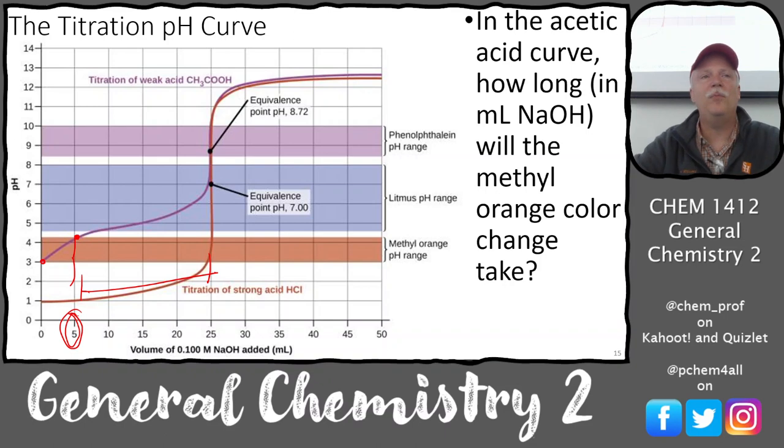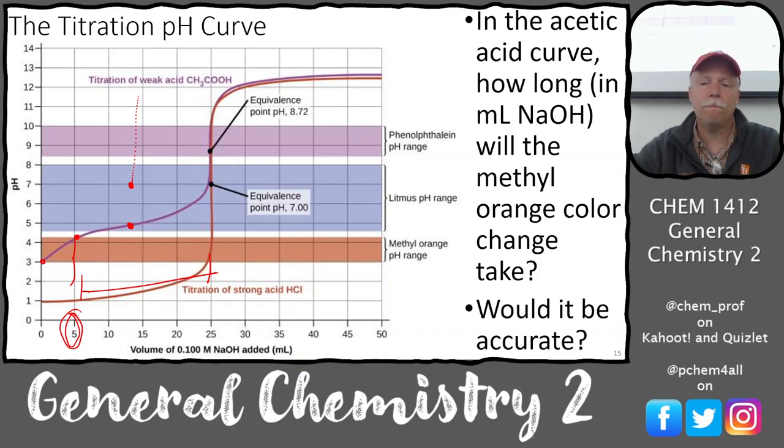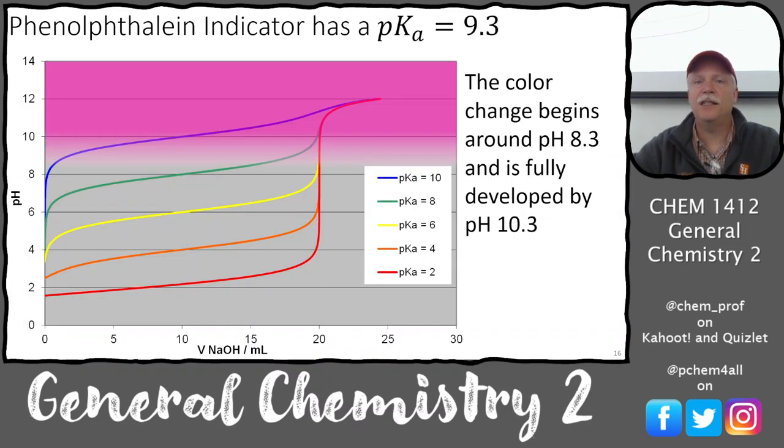You've got to kind of know what the pKa of your acid is before you can choose the indicator. So the pKa for acetic acid is around here at 4.75. And so I want my indicator to change colors at least a couple of pH units above that. And so I would want to have an indicator that changed color at 7 or higher. And then that would be a good indicator. So here, phenolphthalein has a pKa of 9.3. That means the color starts to happen around 8.3 and is fully developed by 10.3. And so phenolphthalein would be good for all of these acids.